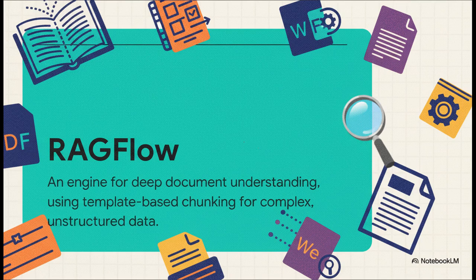Another really interesting specialized engine is RAGflow. It excels at handling messy, complex documents. Its whole specialty is deep document understanding. So instead of just naively splitting a PDF into random chunks and hoping for the best, it uses intelligent template-based chunking to preserve the structure and the meaning of things like tables, lists, and sections. This means the context it retrieves is way more coherent and a lot more useful.